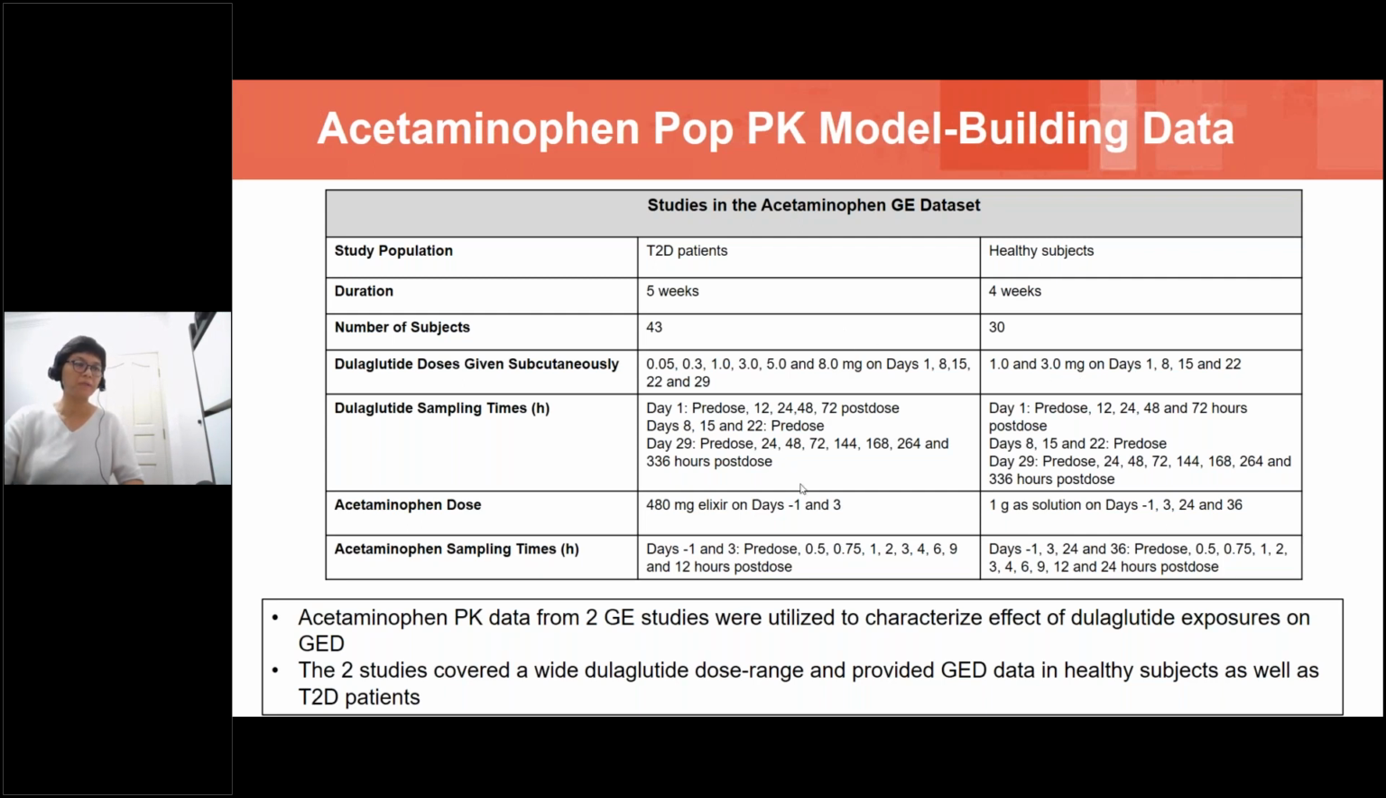And acetaminophen was given at baseline and on subsequent days. Typically day 3 or day 2, which is about 2 days after a dose of dulaglutide, and that typically signifies the peak concentration or the Cmax for dulaglutide. And then acetaminophen was sampled between 12 to 24 hours, and that's more than adequate to fully characterize the PK profile of acetaminophen.